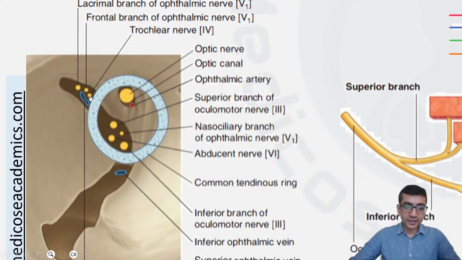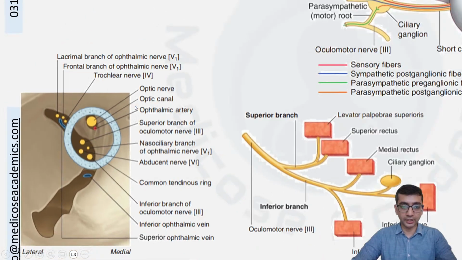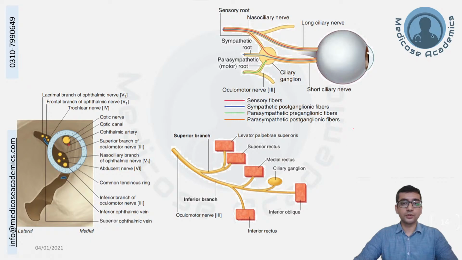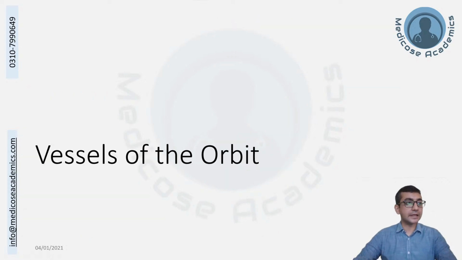The trochlear one will be coming from the outside, and you see the trochlear nerve is running on the upper aspect of the superior oblique. The rest, the two divisions of the oculomotor, the nasociliary branch and the abducent nerve, they are running inside, the abducent nerve between the two divisions of the oculomotor nerve. So that is about it. That is about the nerves of the orbit.